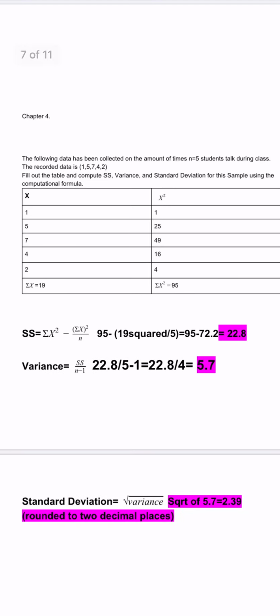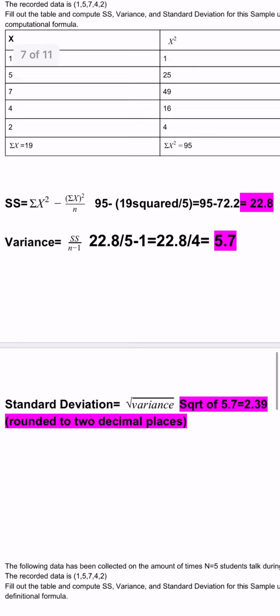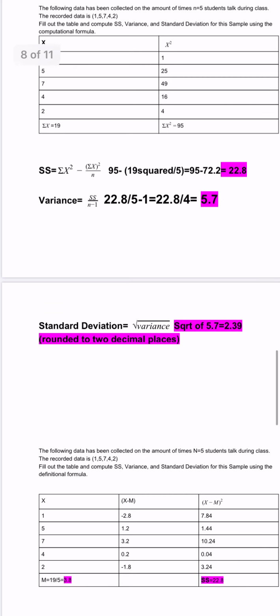Now for the variance of a sample, you simply take the sum of squares and divide it by n minus 1. In this case, n was 5, so we divide by 5 minus 1, which is 4. So 22.8 divided by 4 equals 5.7. Now to get the standard deviation, you just take the square root of the variance. The square root of 5.7 equals 2.39, rounded to 2 decimal places.